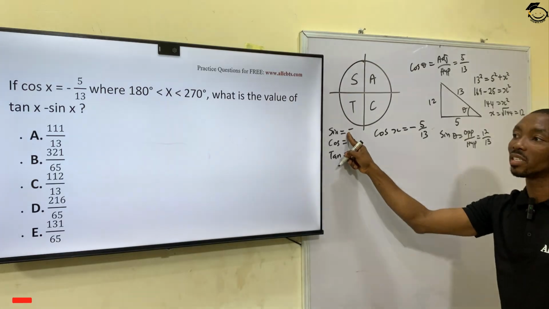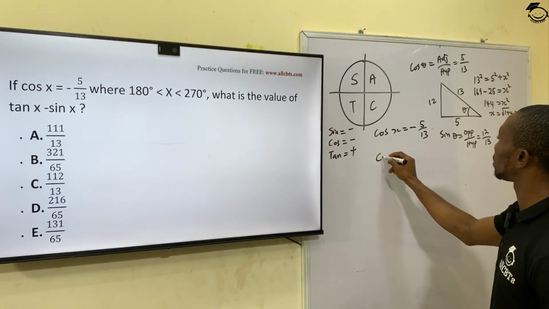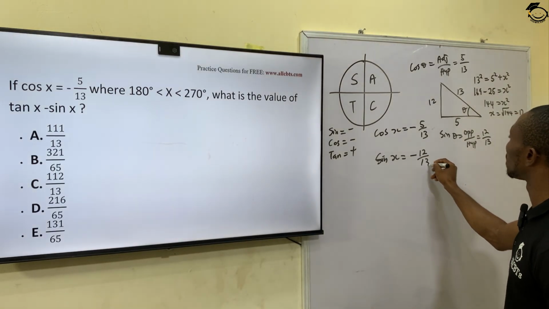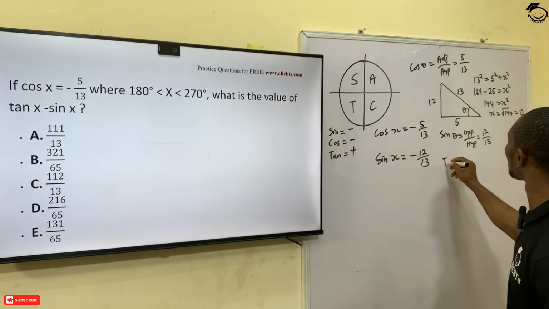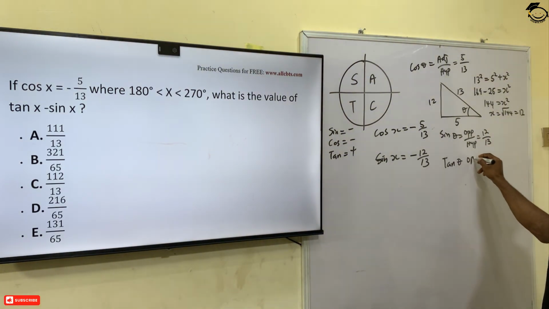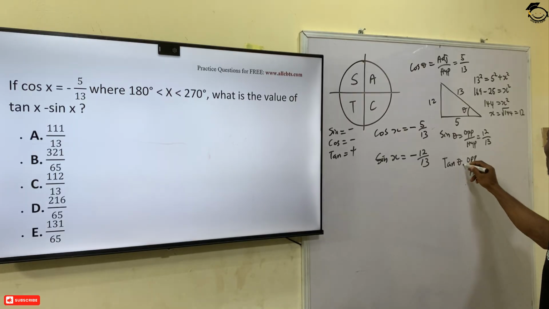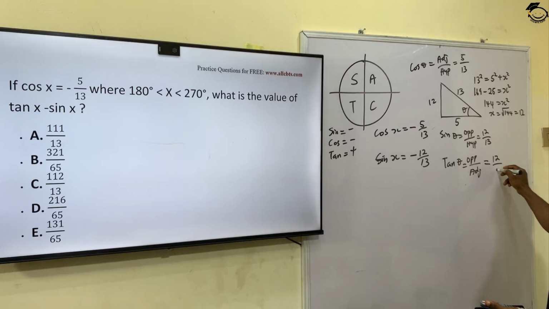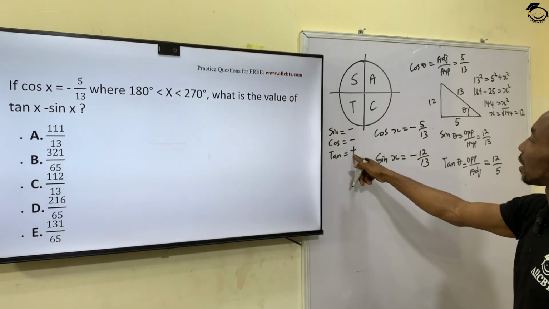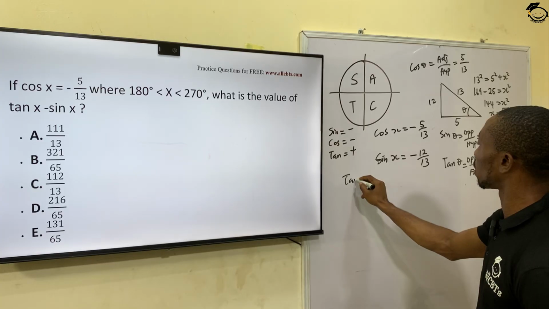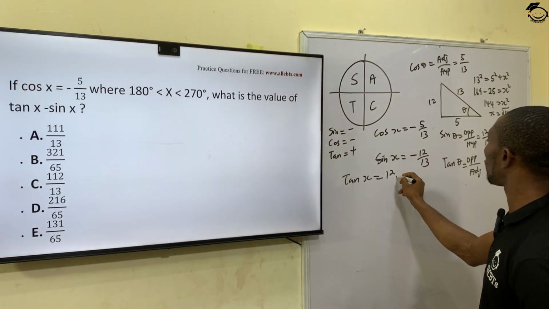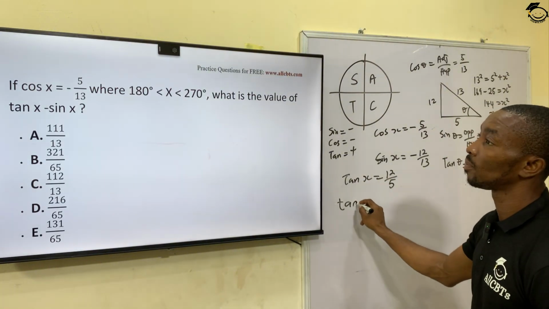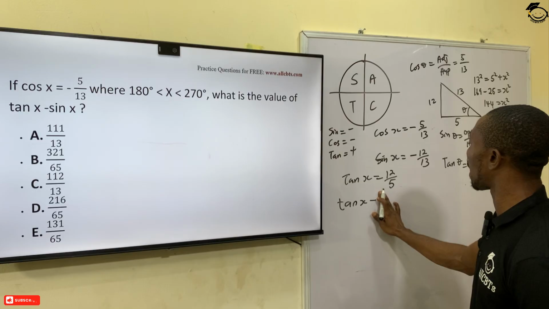But since sine is negative in this quadrant, sine x becomes minus 12 over 13. While tan theta is opposite over adjacent, opposite is 12, adjacent is 5, and tan is positive, so tan x becomes 12 over 5. Now back to our question, where it says tan x minus sine x.